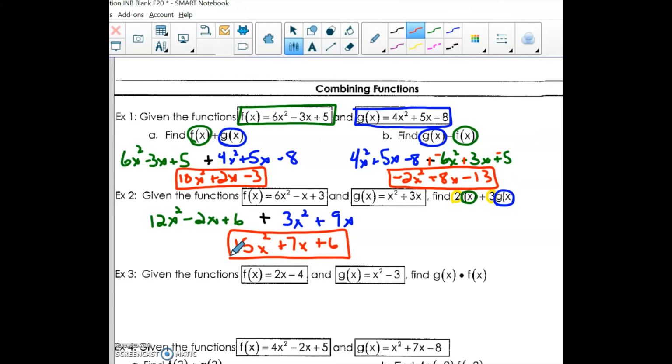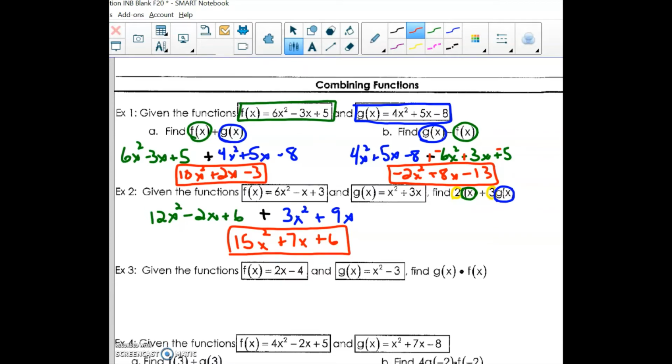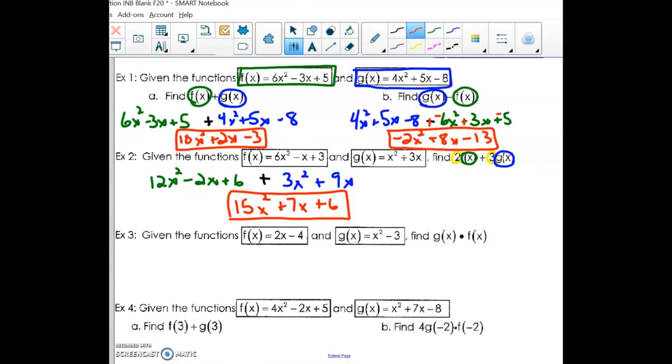Example 3 is a multiplication problem. So it is the g function, which is right here, x squared minus 3, times the f function, 2x minus 4, and we just multiply, we FOIL. We do the same thing we've done in multiplication. So x squared times 2x is 2x to the third.